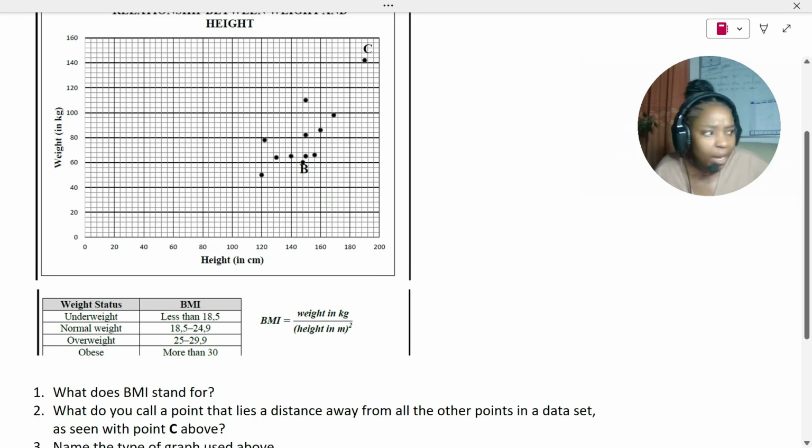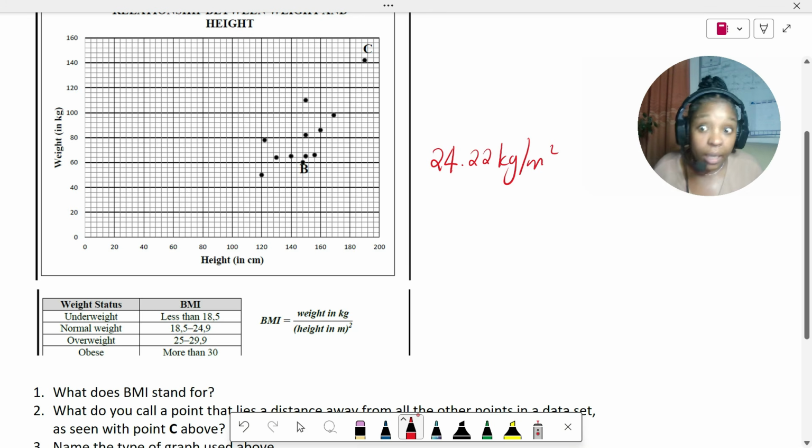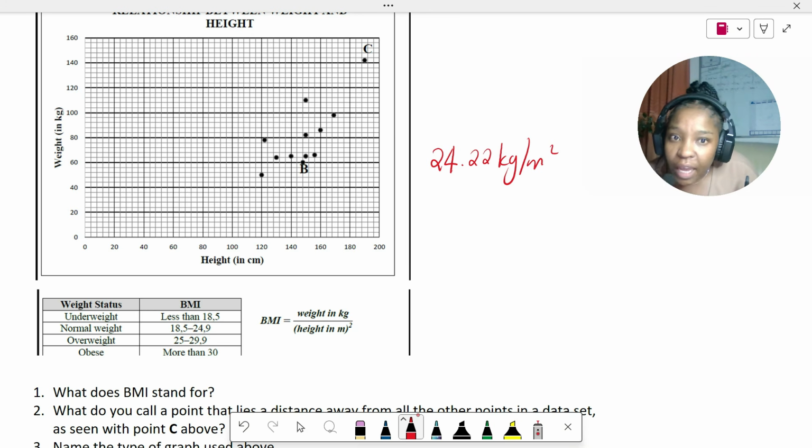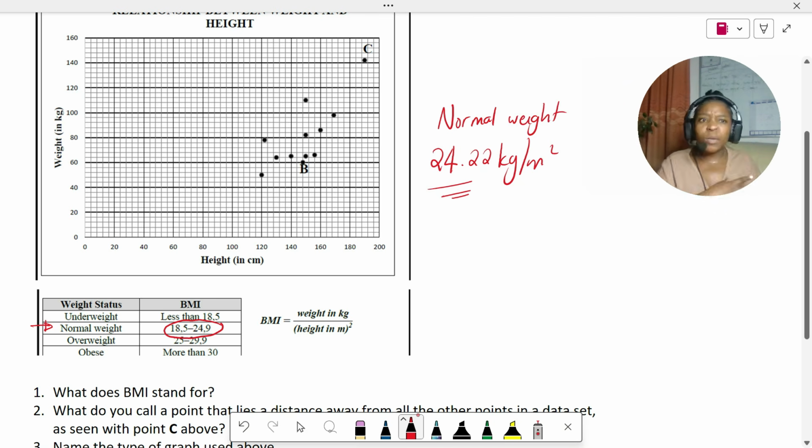So what does that mean? We found that that person's BMI is 24.22 kilograms per meter squared. So what would be this person's weight class? From what we can see here, if your BMI is between 18.5 and 24.9, that means that you have a normal weight. Since this value is in between 18.5 and 24.9, this particular individual has a weight status of normal weight. So that is basically what we were doing there.